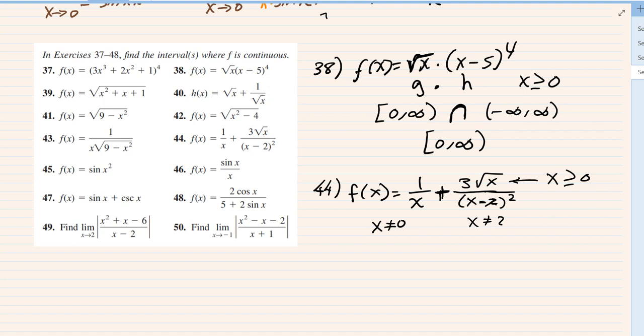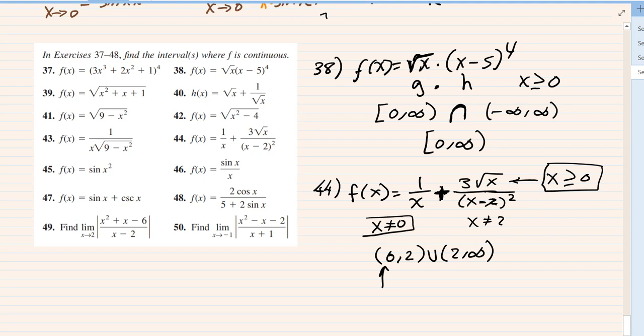The interval looks like it's going to be, because it's the sum of the two now, from 0 to 2, union 2 to infinity. Okay, and the reason again is it's got to be positive because of the square root. That's why we start from 0 here. Negative numbers aren't allowed.